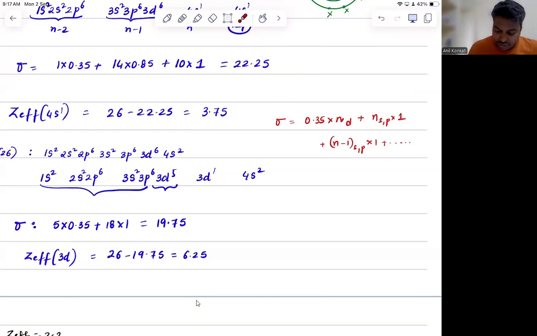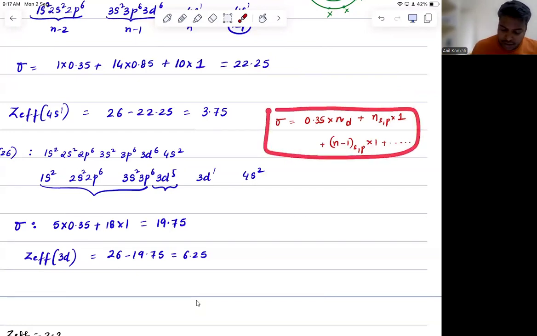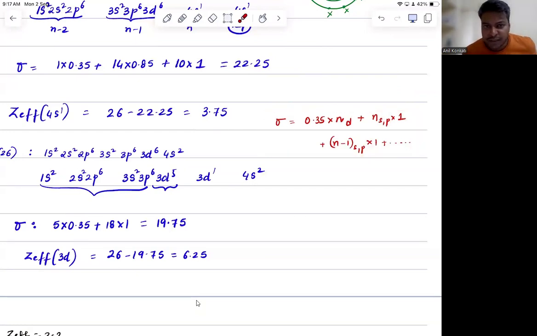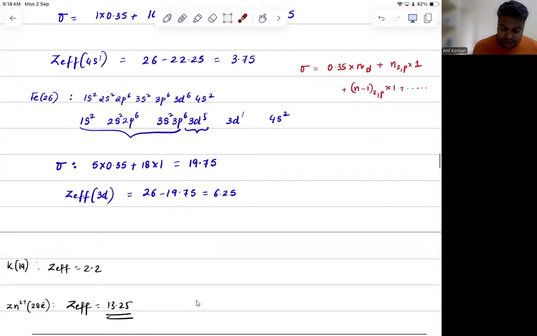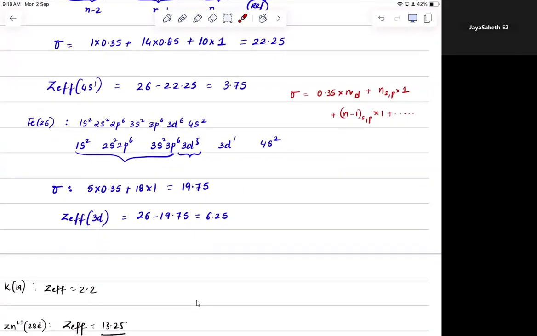So when it comes to the D block elements, here is the simple correction. Sigma should be 0.35 into nD plus n of S and P into 1, n minus 1 of S and P into 1, and so on. This is how it should be. So what about n minus 1 D? N minus 1 D also in this case. If it is D also, that is contributing 1. So all of that.